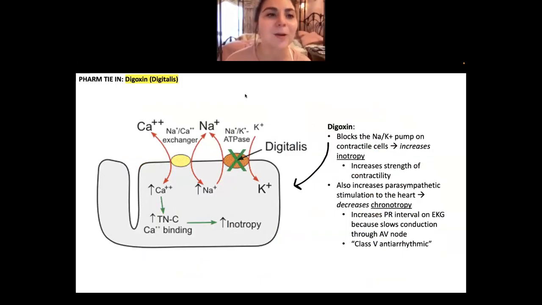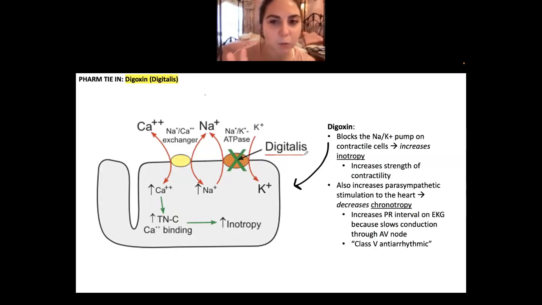Okay, and again, I wanted to tie it in with digoxin. We are going to very briefly talk about digoxin because it's considered a class 5 antiarrhythmic. This is not an antiarrhythmic function of digoxin. This is the normal function of digoxin. It's usually given for heart failure. And I just wanted you to know digitalis and digoxin are the exact same thing. They're not even precursors of each other, they are used interchangeably.